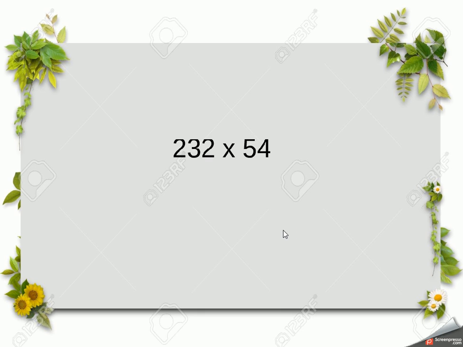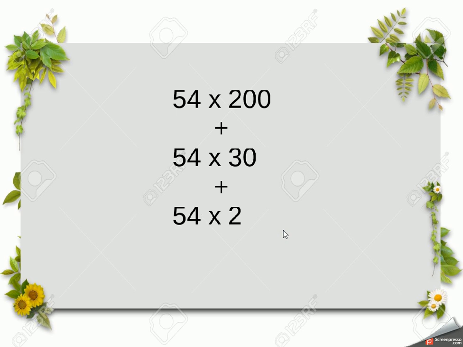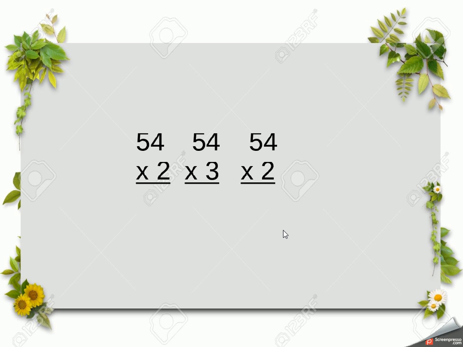Let's have a look at another example with an even bigger number this time, 232 times 54. So what I'm going to do then is I'm going to split the 232 up into three numbers. The hundreds column, 200, the tens column, which is 30, and the units column, which is 2. And just like I did in the last one, I can actually forget about the zeros in the 200 and in the 30 as long as I put them in at the end.